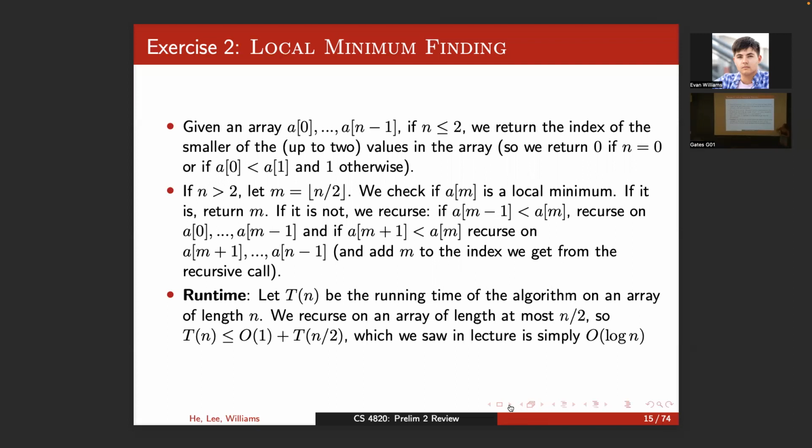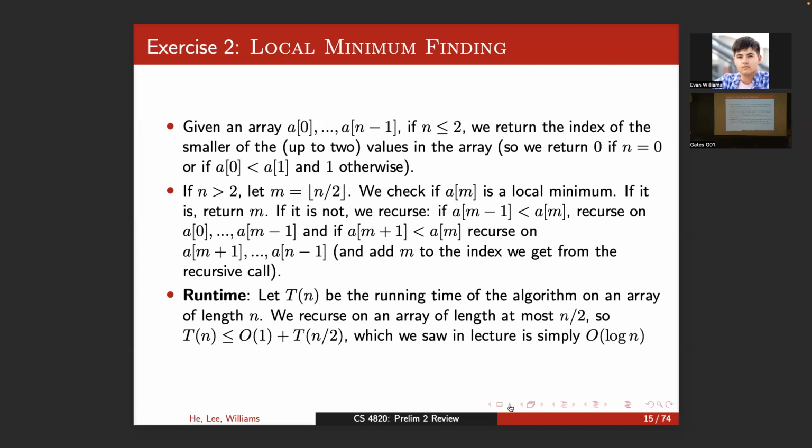Okay, so if not, then we're going to split it. We let m equal the floor of n divided by 2. We check if the value at that index is a local minimum. If it is, great, return it. If it's not, we're going to recurse. If the value at the index before m is less than the value at m, then we recurse on that half. If not, we recurse on the other half. So like he said, we're following the direction where the value decreases. That's a general overview of how we would solve that problem using divide and conquer.